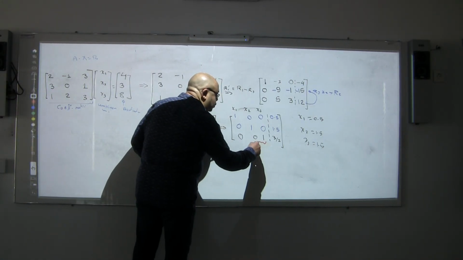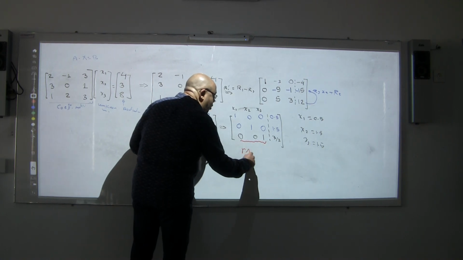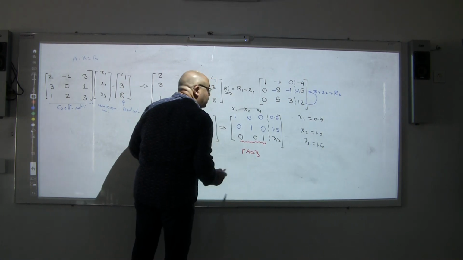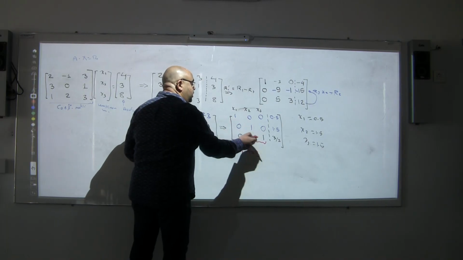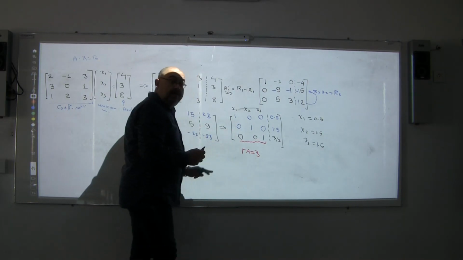If you want to go through ranks, the smaller matrix, which is the coefficient matrix, the rank of A is equal to 3. Those are 3 non-zero rows.